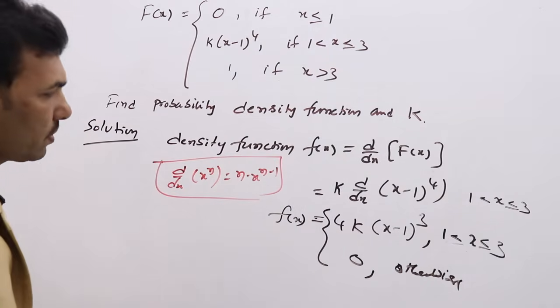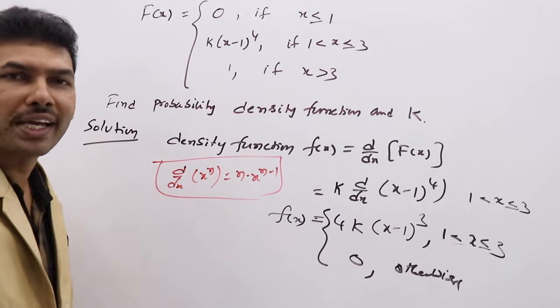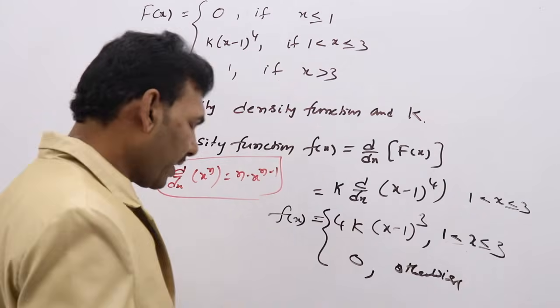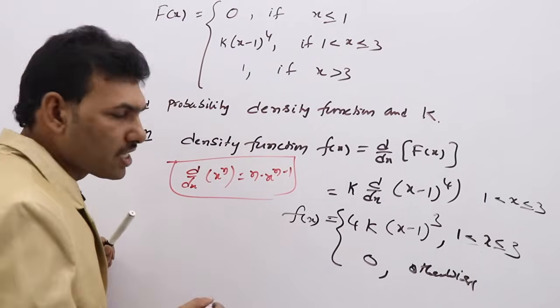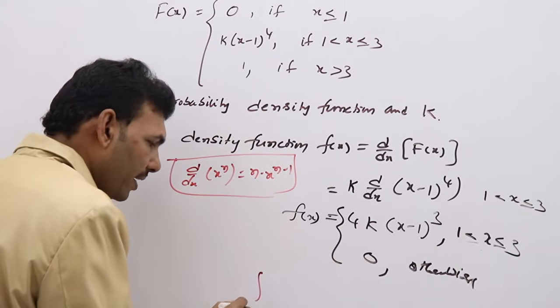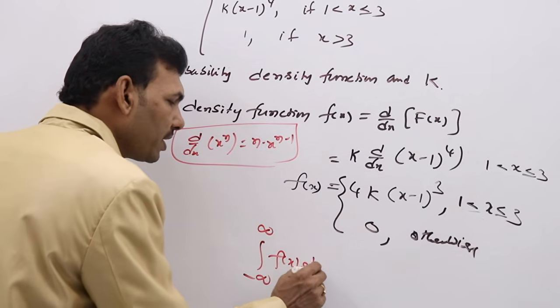Otherwise 0. Now the density function is over. Next we need to calculate k. To find k, we use the important property of a density function: the integral from minus infinity to infinity of f of x dx is 1.